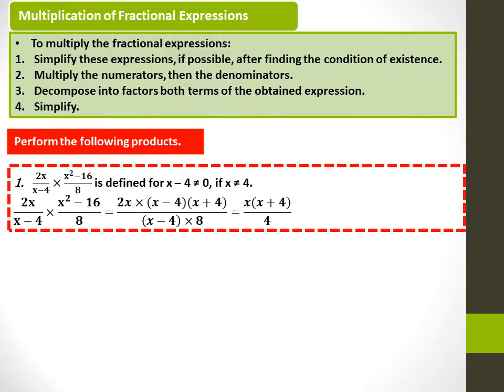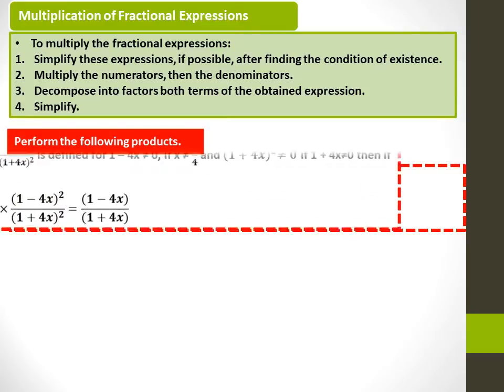1. 2x over (x minus 4) times (x² minus 16) over 8 is defined for x minus 4 different than 0, so x is different than 4. It is written as 2x times (x minus 4)(x plus 4) over (x minus 4) times 8. Now we can simplify both the numerator and the denominator by 2 times (x minus 4). The answer is x times (x plus 4) over 4.